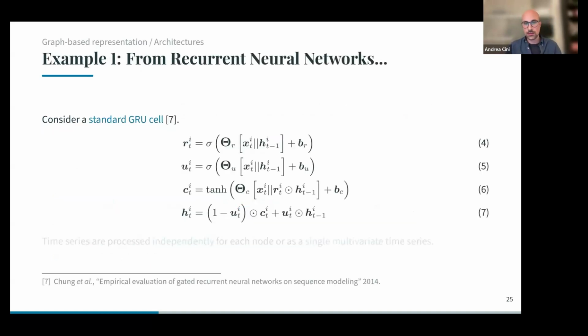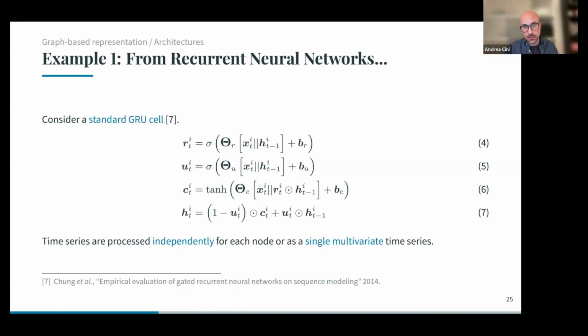So one standard example, and also from a chronological perspective, this is probably, to the best of our knowledge, the first model that has been introduced to do this. We can start from looking at a standard GRU cell, a standard gated recurrent neural network. And you can see that here, clearly each time series is processed independently from the others.